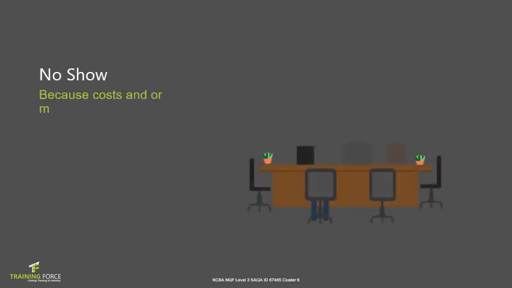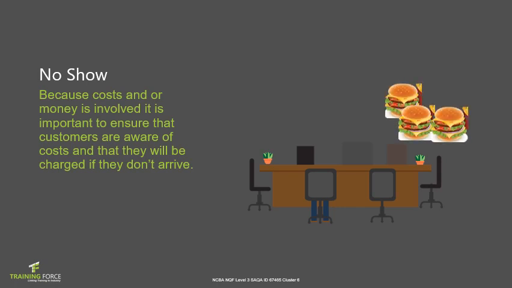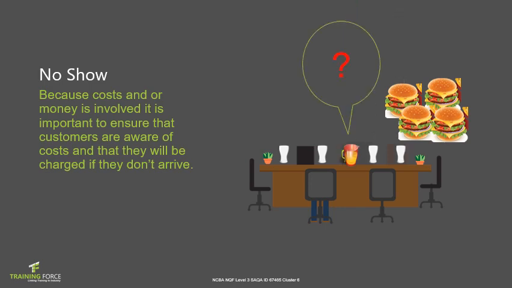Because costs and or money is involved, it is important to ensure that customers are aware of the costs and that they will be charged if they don't arrive. Now, in the case of an accommodation and or conference establishment, this would seriously affect cash flow as the venue has been prepared. Costs incurred for requested items such as eats, water, tea, coffee, and preparation staff need to be paid, etc. Make sure to inform the customer of the procedure in case of a no-show.